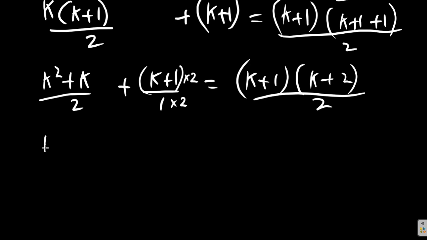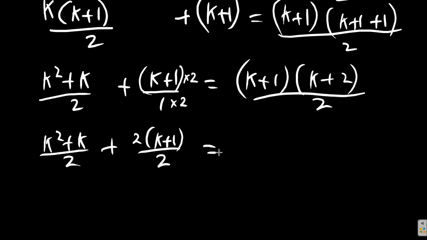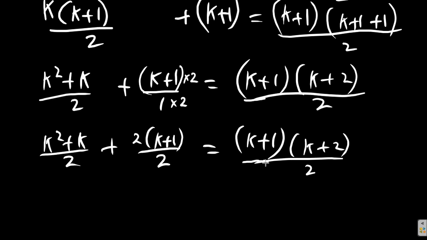So what we have is k squared plus k divided by 2 plus 2(k plus 1) divided by 2, which is equal to (k plus 1)(k plus 2) divided by 2. And by the way, remember, if you had started working it out and got stuck somewhere, once you see me reach that point, pause the video and finish it off.